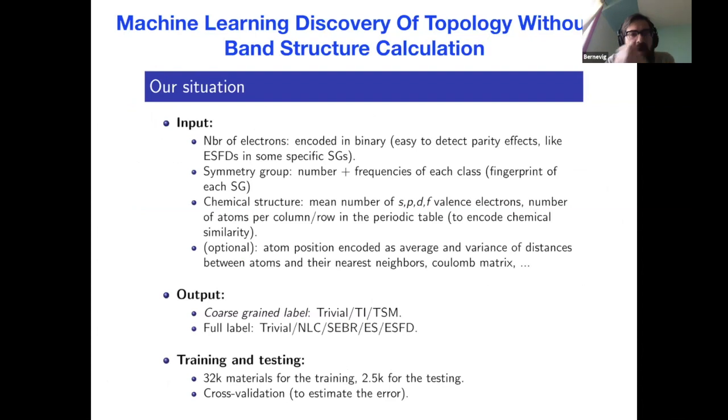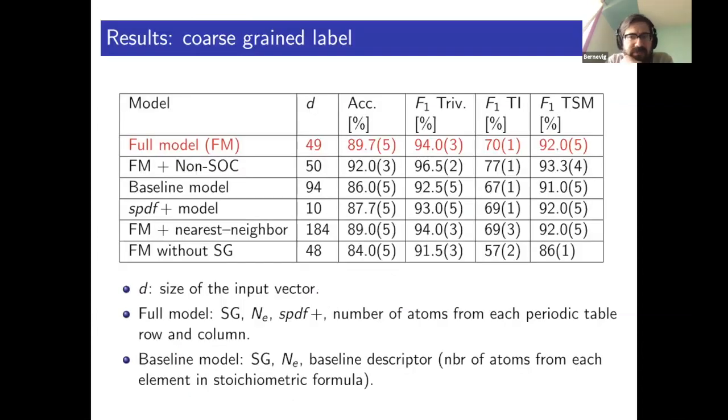So, for example, what we encoded here is the number of electrons, the symmetry group, the chemical structure, and the atom positions. And as an output, we didn't output the topological index, just coarse-grained information: whether the material is trivial, a TI, or a semi-metal. The training is 32, and the testing is 2.5. So the results weren't as phenomenal as we thought, but they were encouraging, and we're still trying to figure out what more information we need to add to the data set, or to the training set, to get a higher accuracy.